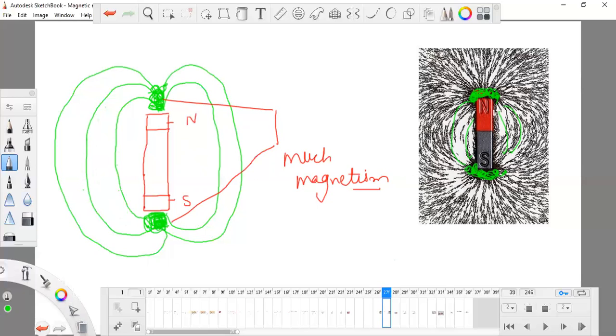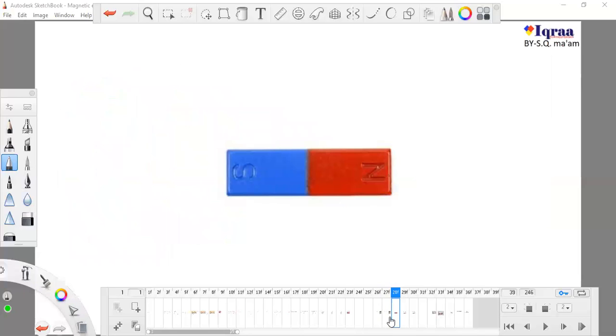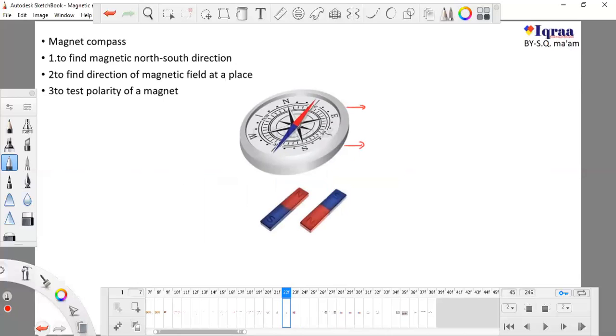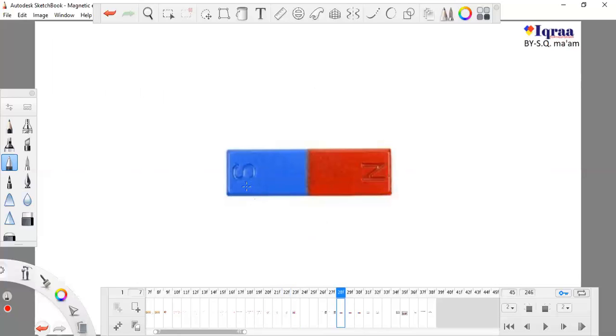Okay, how to create these magnetic field lines? For creating magnetic field lines, we are doing a very simple experiment right now. I am putting this magnet in this fashion, and I'm using a compass. This is the compass. This is south pole, you can see easily, and this is north pole. So I have just used the compass, and I put the compass here.